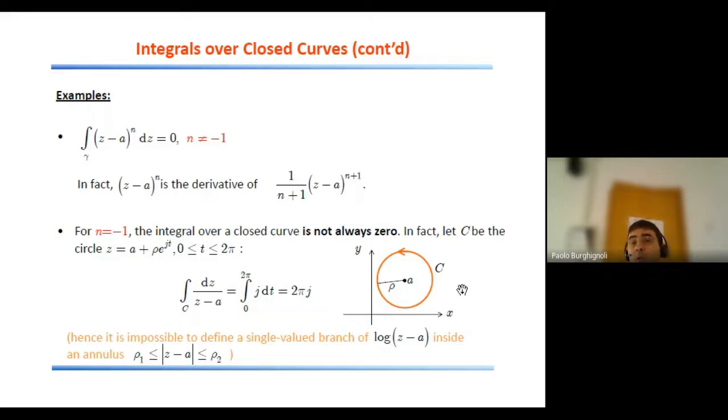So it's impossible to have a logarithm that is continuous along an entire circle, because in any case, the circle would be intersected by the branch cut. Okay?